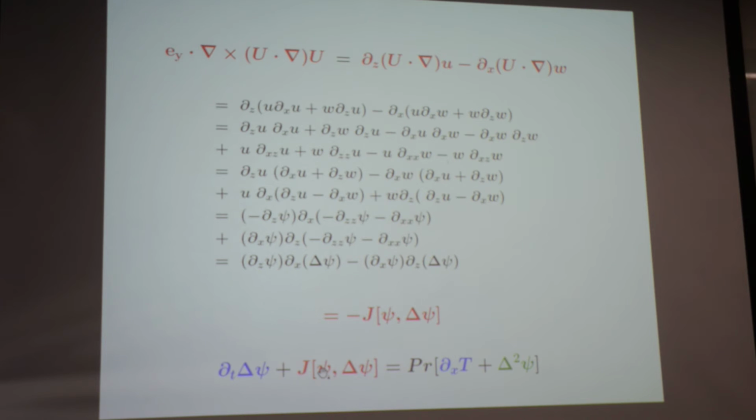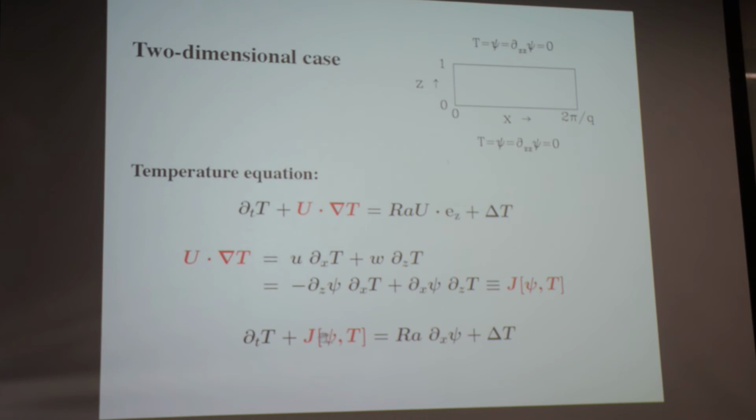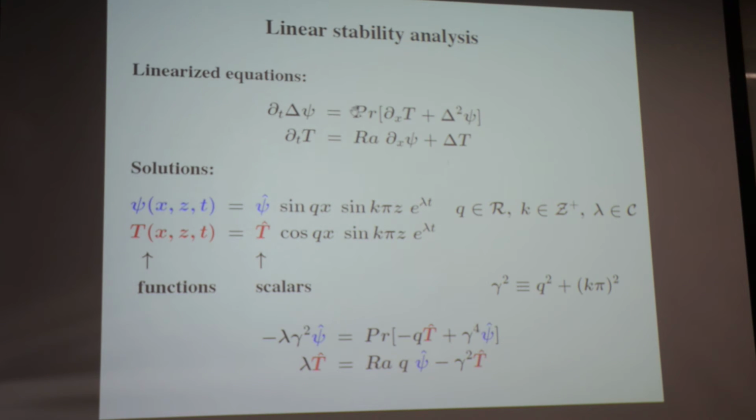And so to do linear stability analysis, which is our next step, we will neglect this J, this Poisson bracket. Okay? So the same equations, but without the Poisson bracket. So let's get going here. Linear stability analysis, those same equations, but without the red terms.